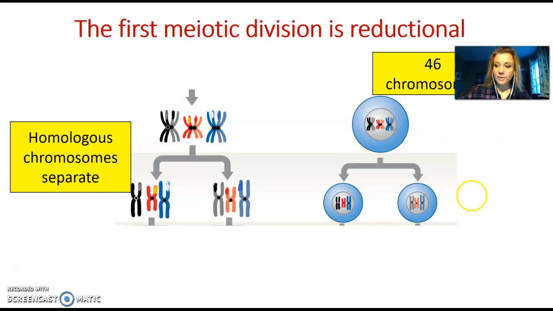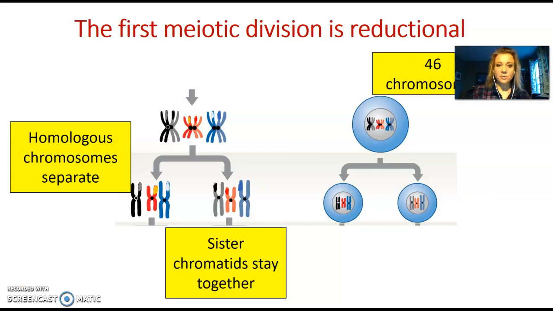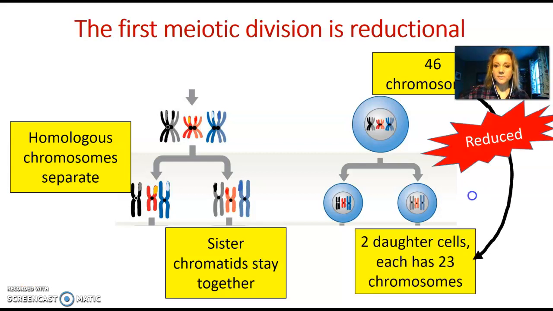So when we get our first cellular division, our sister chromatids are staying together. We still have our duplicated chromosomes, and we get 2 daughter cells. Each daughter cell has 23 chromosomes. Now, granted, they're duplicated chromosomes, but they're still considered chromosomes. So we've gone from 46 chromosomes down to 23 chromosomes. So the very first cellular division in meiosis is considered reductional. We've reduced the number of chromosomes in the first cellular division. We've changed from 2n, which is 46, to n, which is 23 chromosomes.